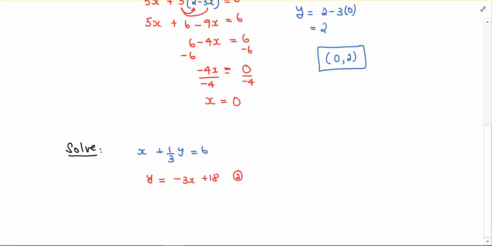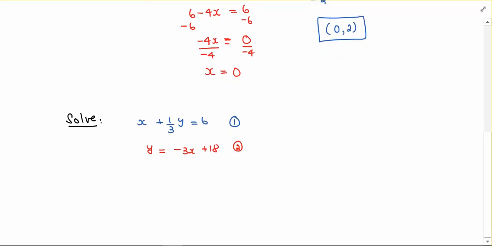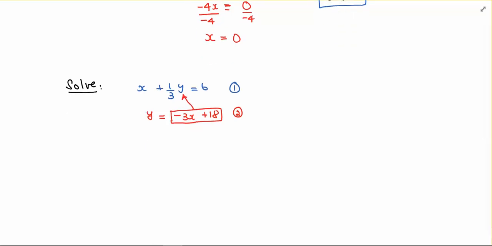Now, I know there's a fraction here, and that makes people uncomfortable. Yes, but also I'll say something wonderful. If you look at equation number 2, they've already solved this for y. So that's fantastic, one less thing I have to do. So I could just literally take this result for y and substitute it in there, right? Which is exactly what I'm going to do. So I'm going to take my x plus 1/3, and minus 3x plus 18 goes in for y, equals 6.